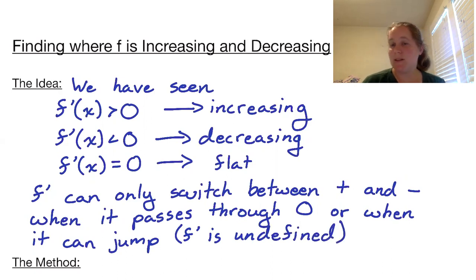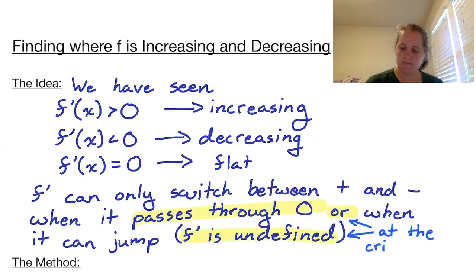So note, these are precisely our critical points, right? So either the derivative equals 0 or the derivative is undefined. This is precisely at our critical points. So when it passes through 0 or f prime is undefined, these are precisely our critical points, or the critical values. So we're going to take complete advantage of that.